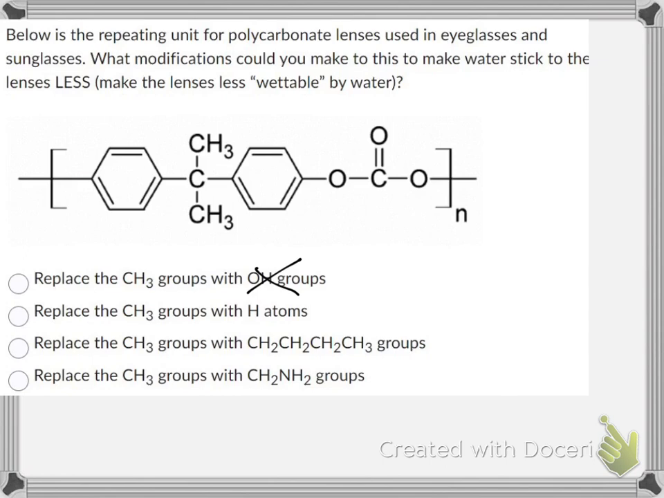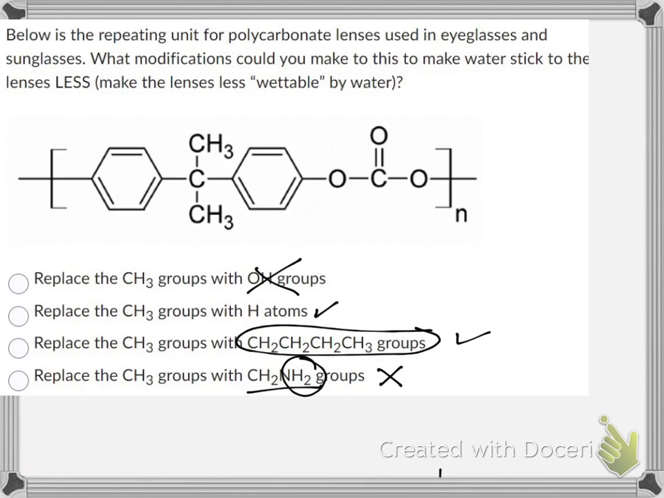Replace CH3 with H atoms. That's a good one, right? In that case, we would have only CHs present. Replace the CH3 groups with CH3, CH2. This would also be a good answer because, again, water would stick less to these groups if they were completely nonpolar. And the last one, replace it with CH3. No, we wouldn't want to do that because this group can hydrogen bond and is also polar.